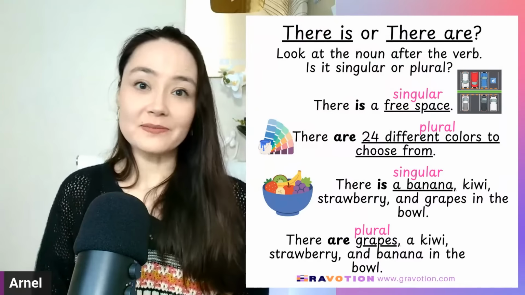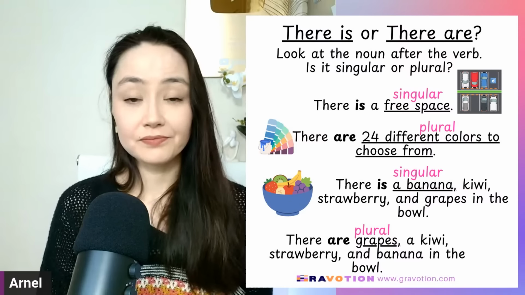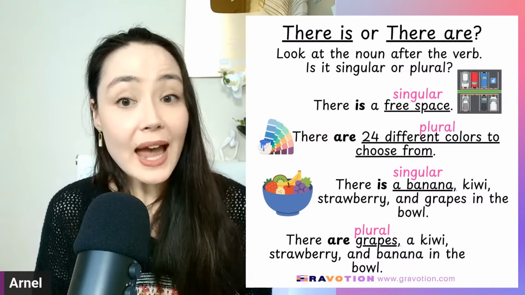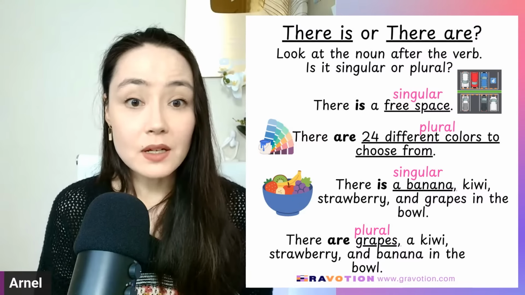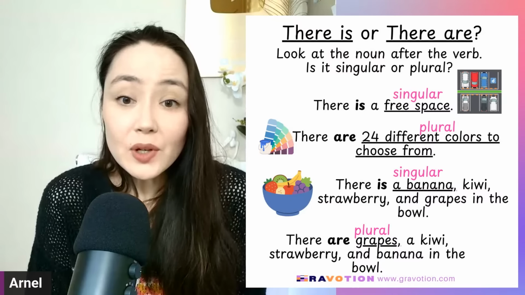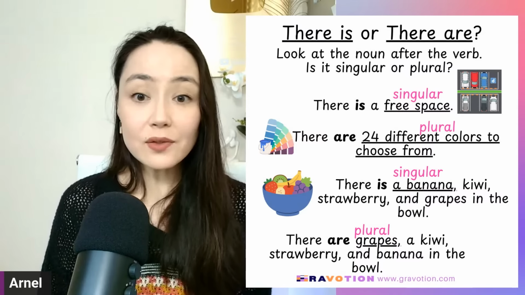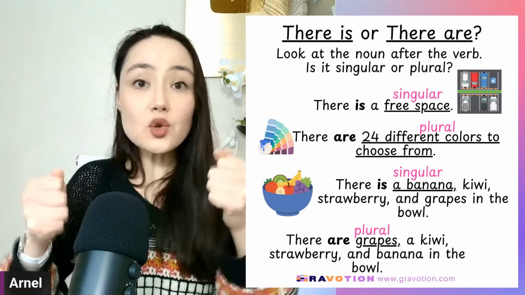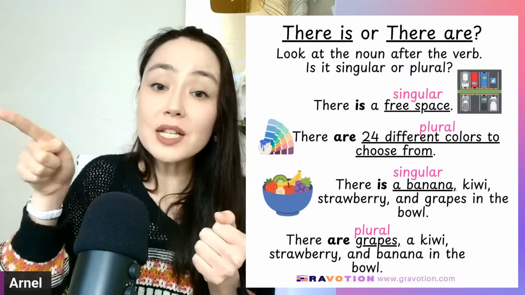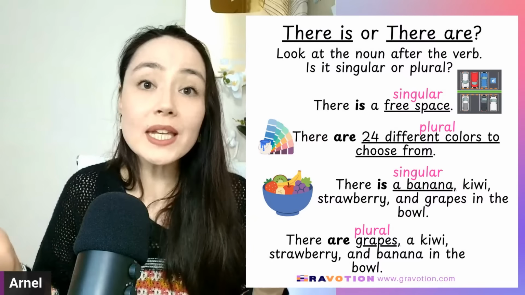Classic question. There is or there are. We have to look at the noun after the verb. Is it singular or plural? That gives you your answer. First example, there is a free space. When you're driving, oh, there's a free space. A free space is singular, so we need is.